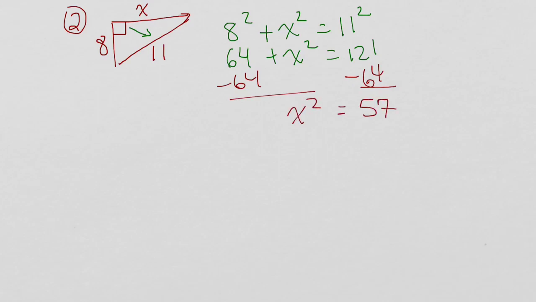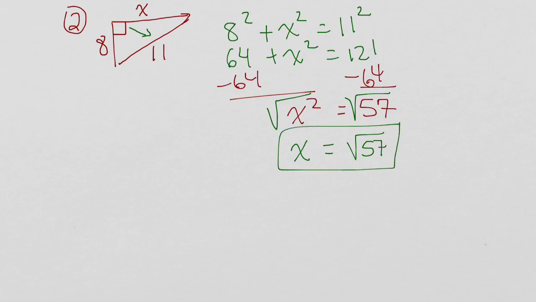Now 57 is not a perfect square. So on the test, I'm not going to allow you to use a calculator, so what I would accept is if you do this. If I ask you to, let's say, write an exact answer, what I'm asking you to do is this. The square root undoes the square, so we have x on the left, and I write it as the square root of 57. And that would be my final answer. And I'm okay if you leave it like that.